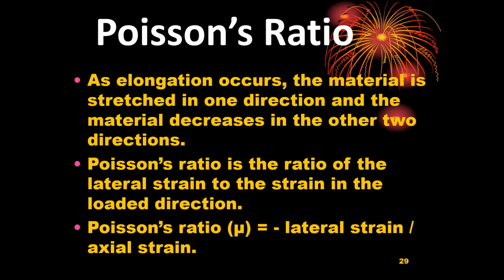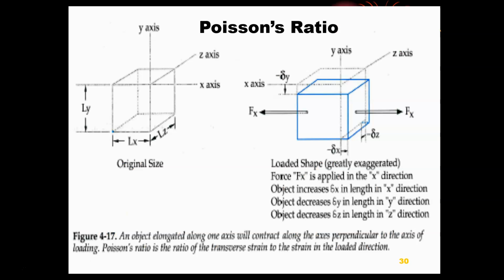Poisson's ratio. Poisson's ratio states that when a sample of material is stretched or pulled in one direction, it tends to get thinner in the lateral direction. And if a sample is compressed in one direction, it tends to get thicker in the lateral direction. Poisson's ratio, mu, the little Greek symbol there, equals the negative lateral strain divided by the axial strain. Here's an example of Poisson's ratio that's in your book. As the force is applied, the opposite sides either increase or decrease.